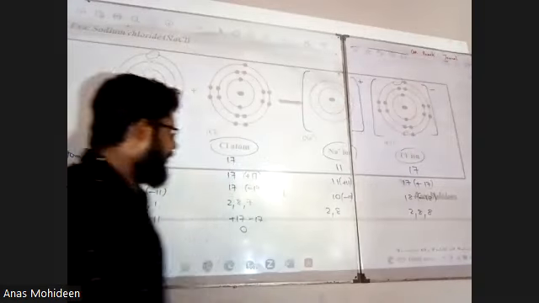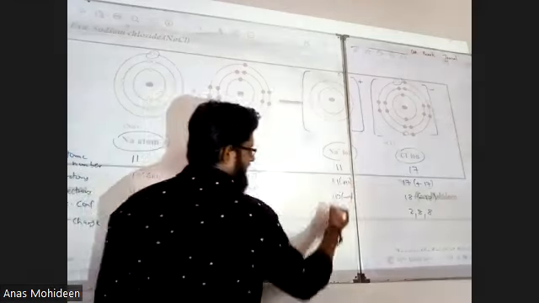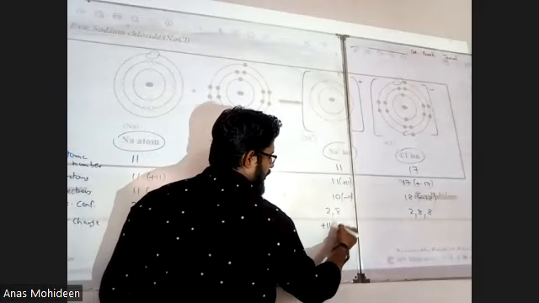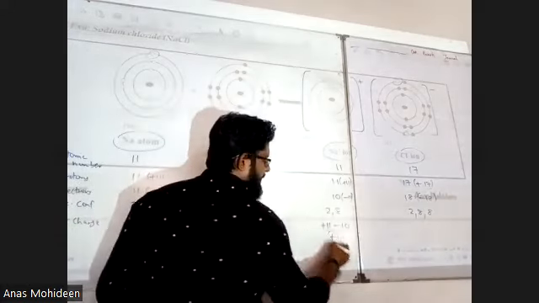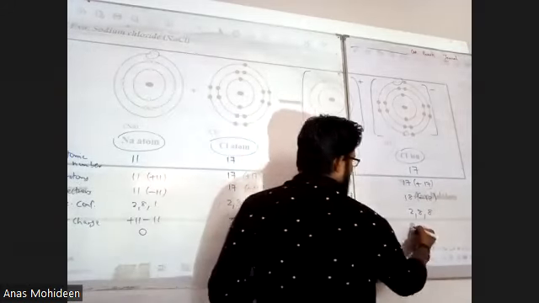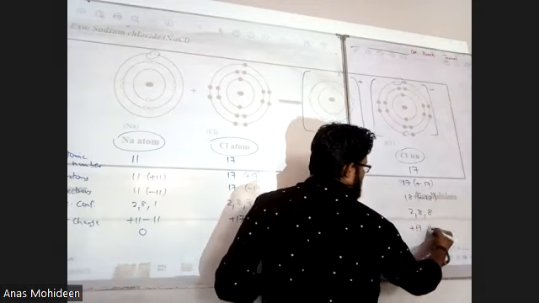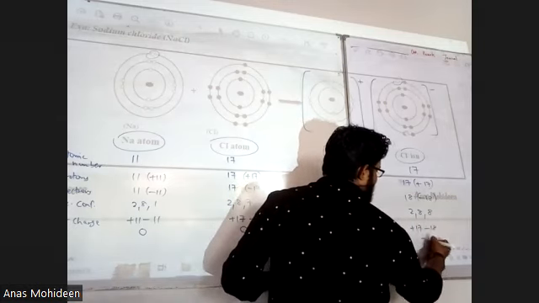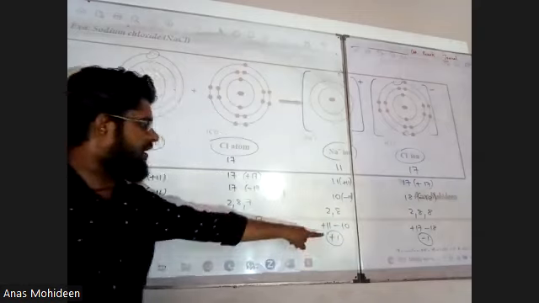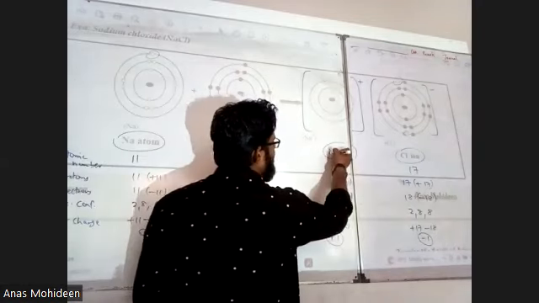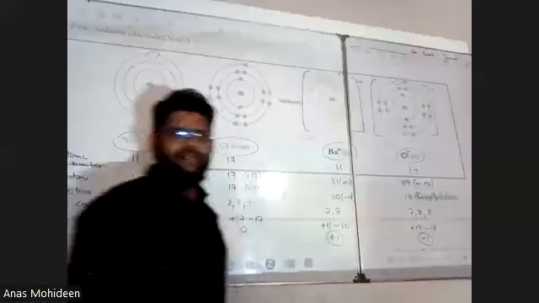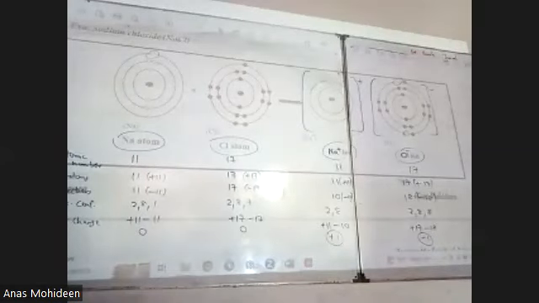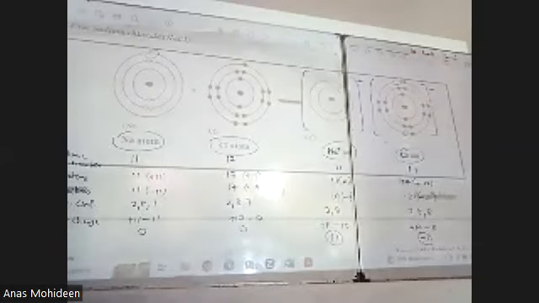2, 8, 8. What is the net charge? 11 protons minus 10 electrons. What is the charge now? Plus 1. And here 17 plus, minus 18. What is the charge? Minus. Accordingly, you can see sodium is plus 1, chlorine is minus 1. This is how the ions are formed. Did you understand? Is that totally clear? Sure? Right. So what do we do?